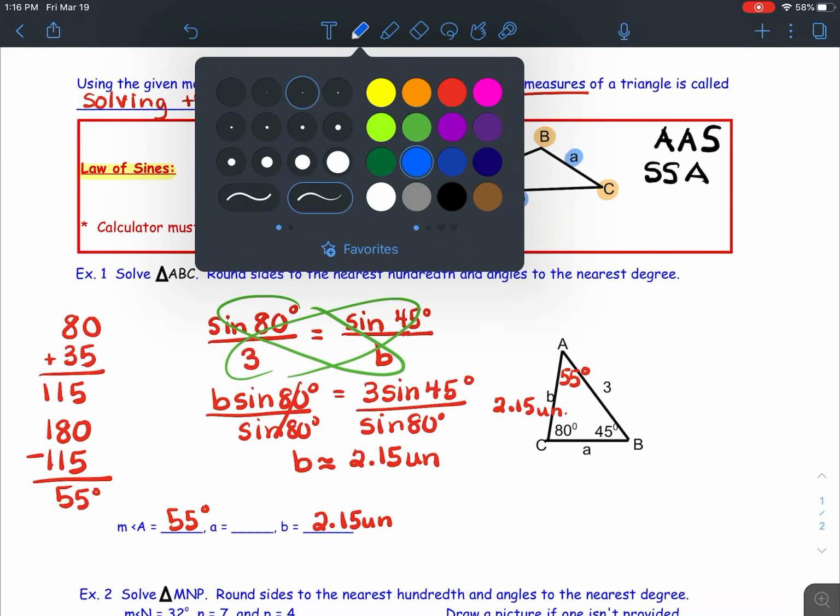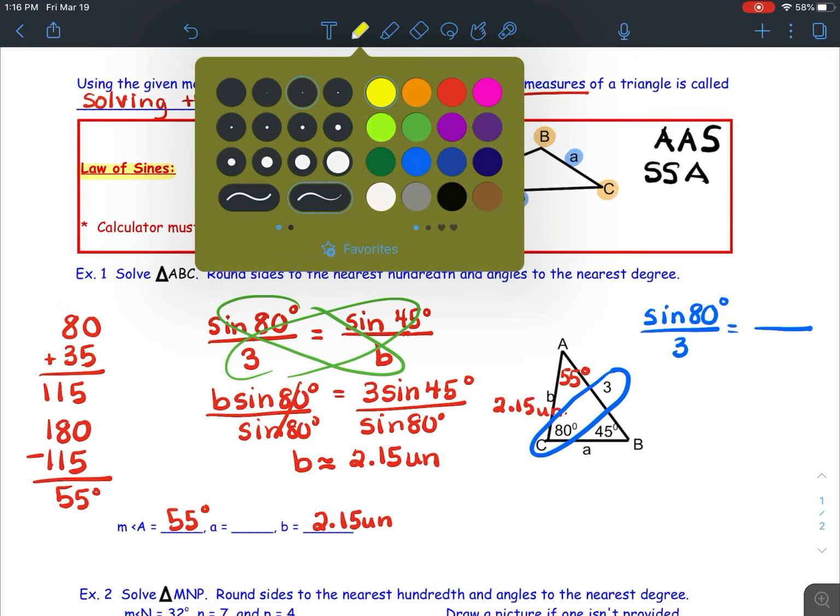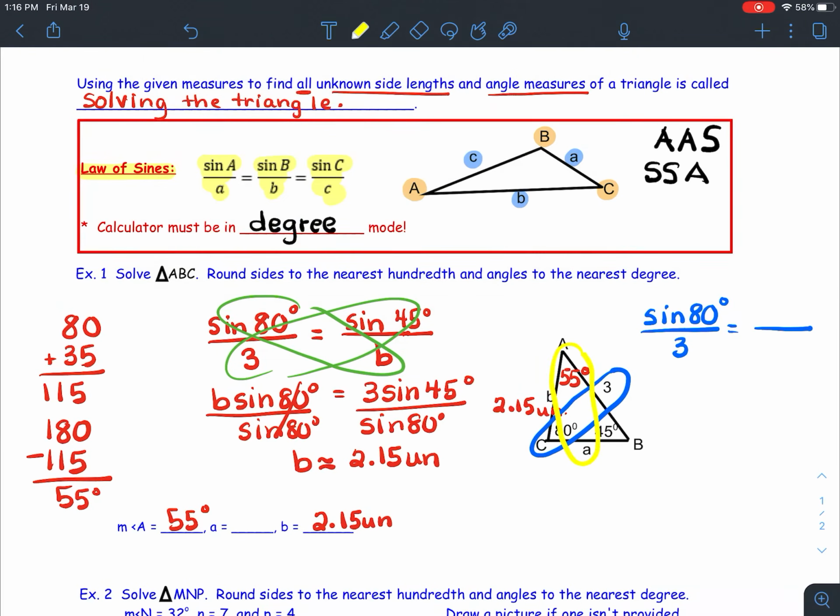I'm going to encourage you, though, always use that one consistent angle and side that you were given in the problem, because those numbers were not rounded in any way at all. They were already in the problem. So it's better to use sine of 80 over 3 and now set that equal to sine of 55 over a than to in any way try to incorporate this fraction, because this number 2.15, we actually rounded that. So we want to try to not use that to calculate another missing side.